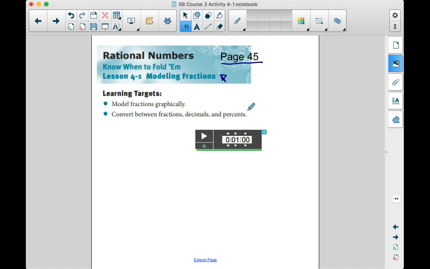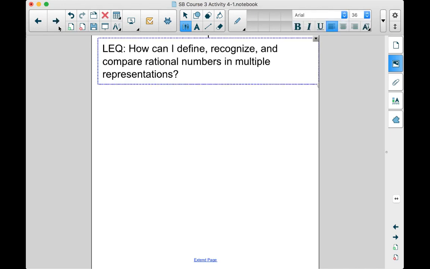For this video, we are only going to focus on the second learning target. This one here, I'm going to teach either in a separate video or in class. So right now, I want to draw our attention to our new LEQ. We just finished up the previous activity, so this is a new LEQ.